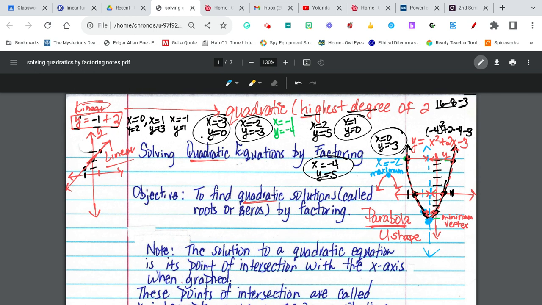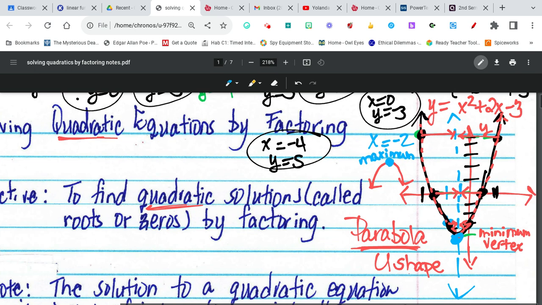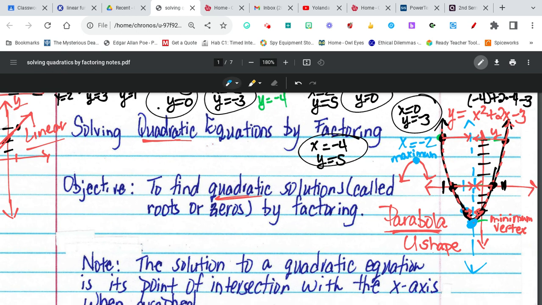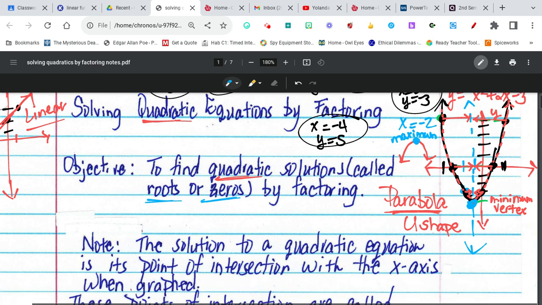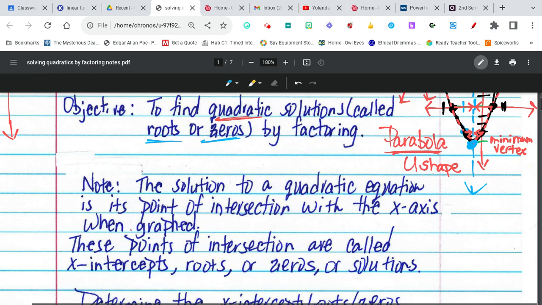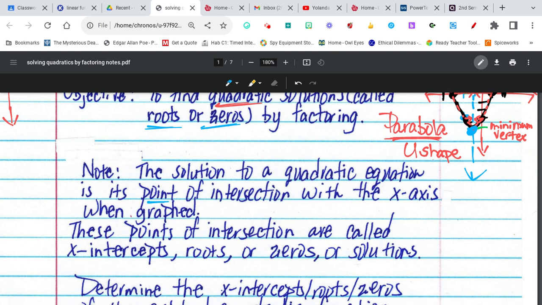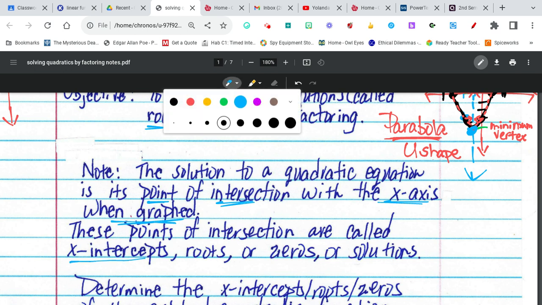But I just wanted to show you what a quadratic equation looks like. What we're going to be doing specifically is looking for what we call the roots or zeros of the function. Basically, when I say the roots or the zeros of the function, it's going to be the point of intersection with the x-axis when graphed. These points of intersection are called x-intercepts, guys.